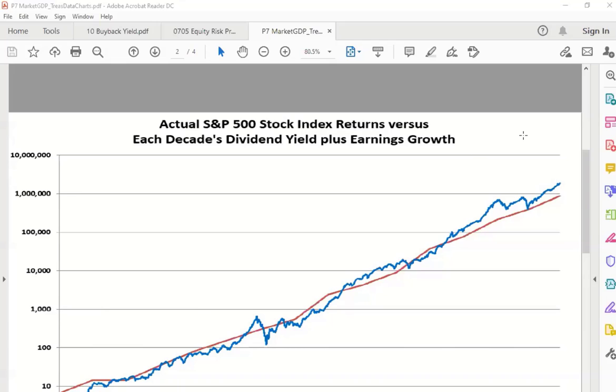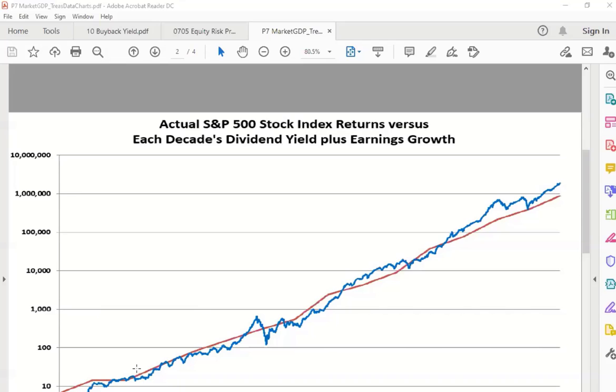I really like this chart. I use it all the time. I went decade by decade, and the red line is the dividend yield for that decade and the earnings growth for that decade. And the blue line is the actual return of the stock market. And I didn't start them right together. I went back to 1871. I assumed that the stock market was in 1871. I don't know why I thought that, but it just made my line look better.